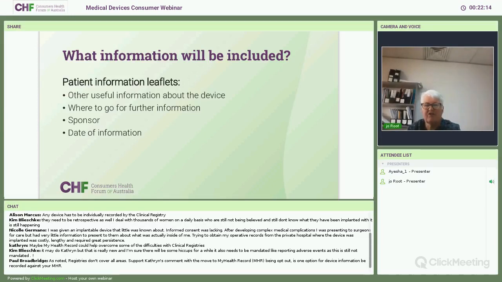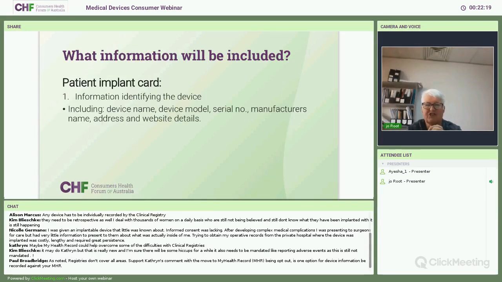So that's the information leaflet, which we see as the pre-implant. Then we move to the patient implant card, which is given to you at the time of actual implant. Following on from what is done in Europe, the decision has been made that we will adopt the European Union standards on this. There has to be information identifying the device, including, very specifically, device name, device model, serial number, manufacturer's name, address, and website details.